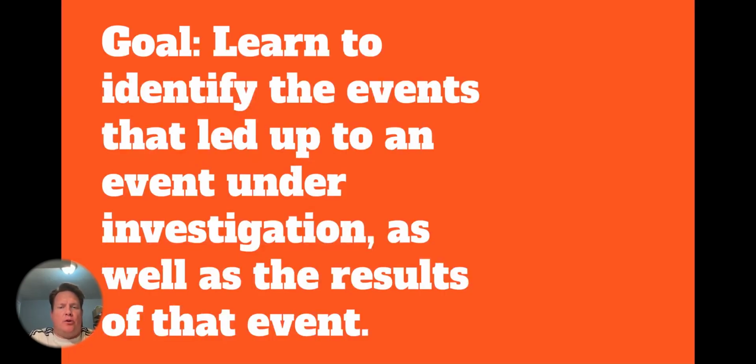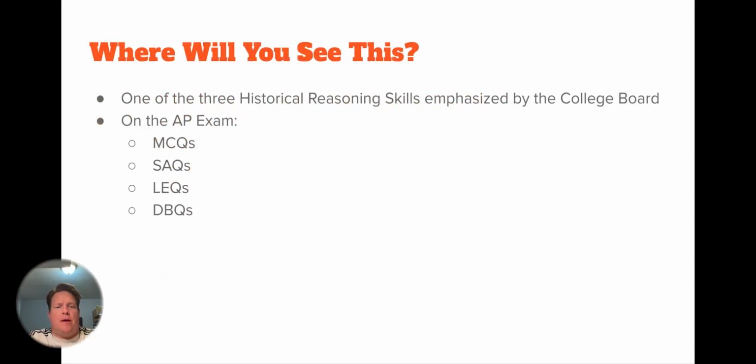Our goal today is to learn to identify and explain the events that led up to an event under investigation, as well as the results of that event. These causes and effects could be either long-term or short-term. Just as with comparison, this is one of the most fundamental ways that historians seek to connect ideas together. As such, it shows up in every part of the AP exam.